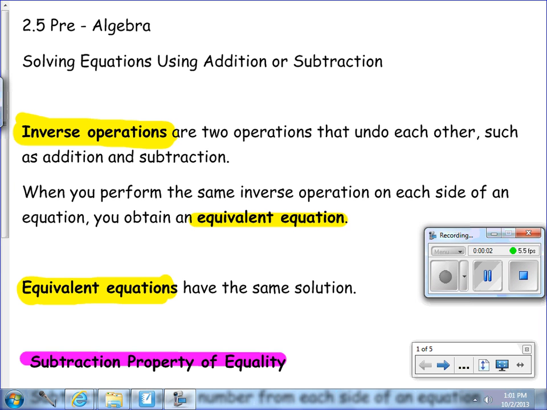So in this lesson, we're going to be solving equations using addition or subtraction. Inverse operations are two operations that undo each other, such as addition and subtraction. When you perform the same inverse operation on each side of an equation, you obtain an equivalent equation. Equivalent equations have the same solution.